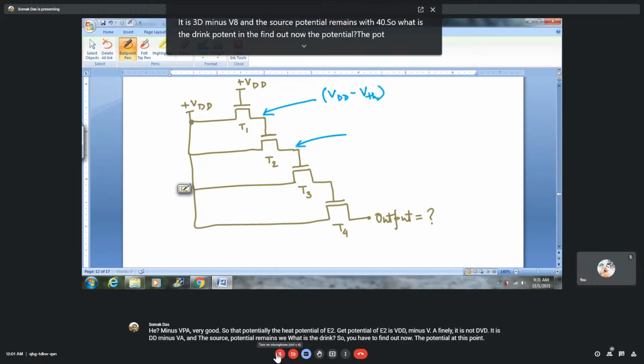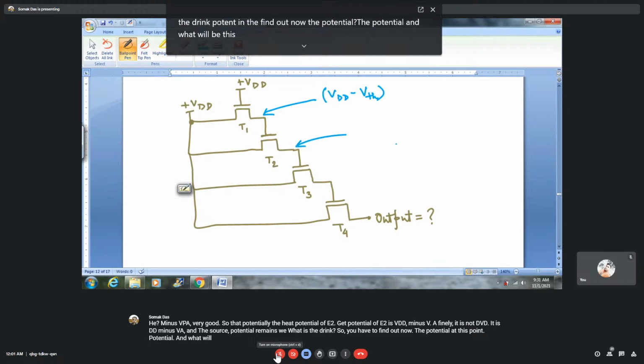The potential at this point. What will be this potential? If you can tell me this potential correctly, then you can solve the rest of the problem. What will be this potential?